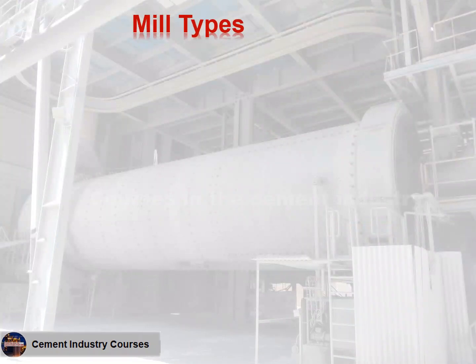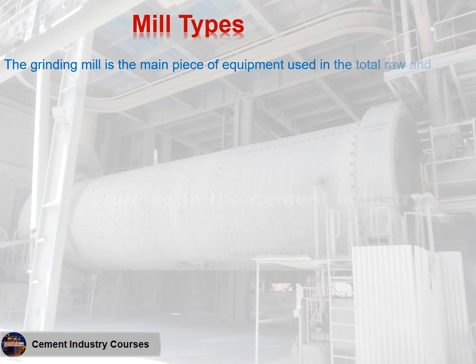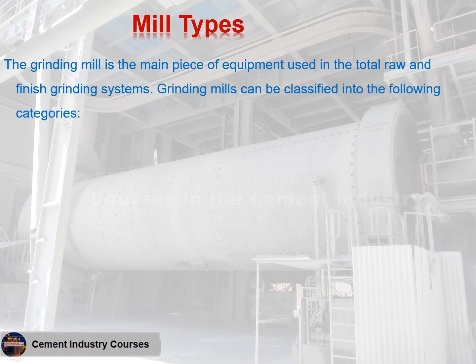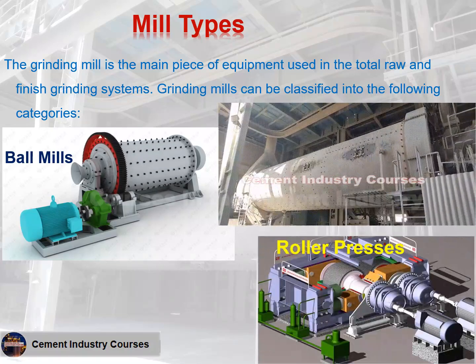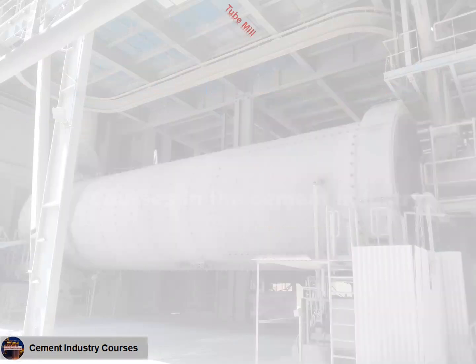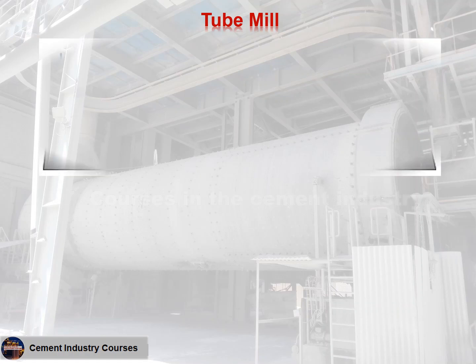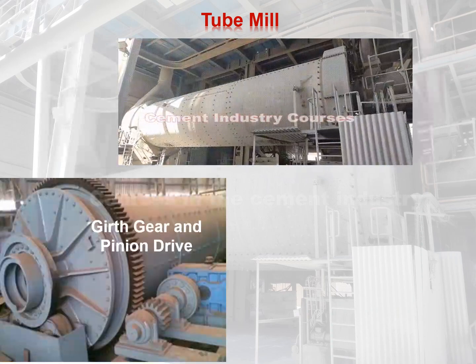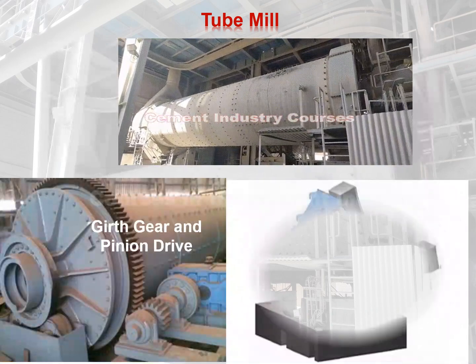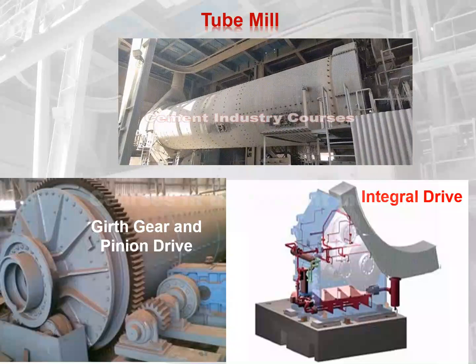Mill types. The grinding mill is the main piece of equipment used in the total raw and finish grinding systems. Grinding mills can be classified into the following categories. 1. Ball mills, tube mills. 2. Roller presses. The ball mill can be divided according to the main drive. Ball mills with 3 drive types: 1. Central drive. 2. Girth gear and pinion drive. 3. Integral drive.